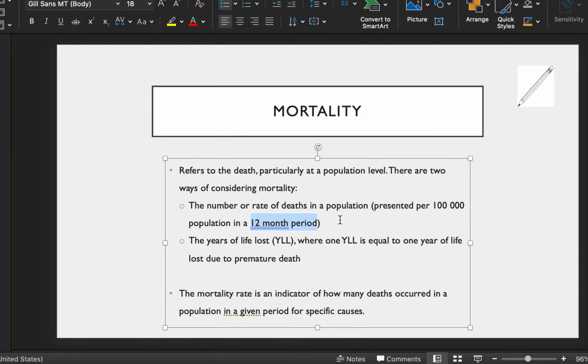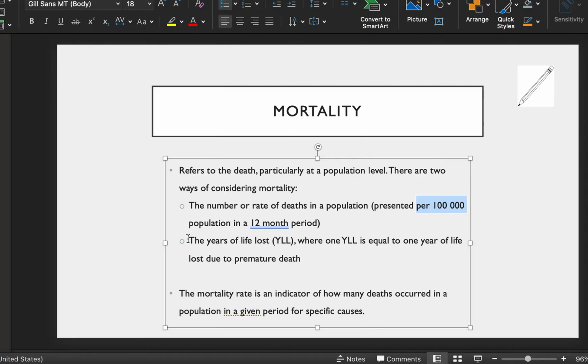So if you have a population of 200,000 people and there were 50 deaths across 1 year, then the rate would be 25 per 100,000 people in that 12-month period. It always helps standardizing down to 100,000 when we're dealing with populations, so you can compare country to country, state to state, territory to territory, etc.